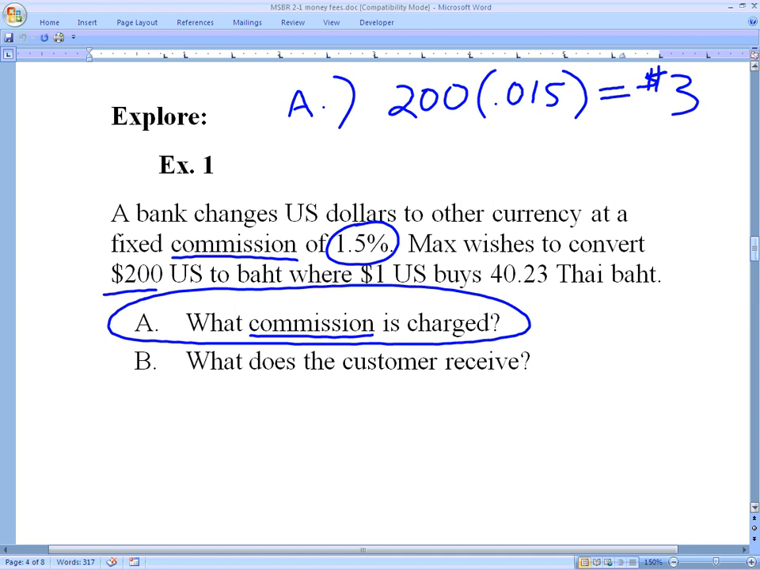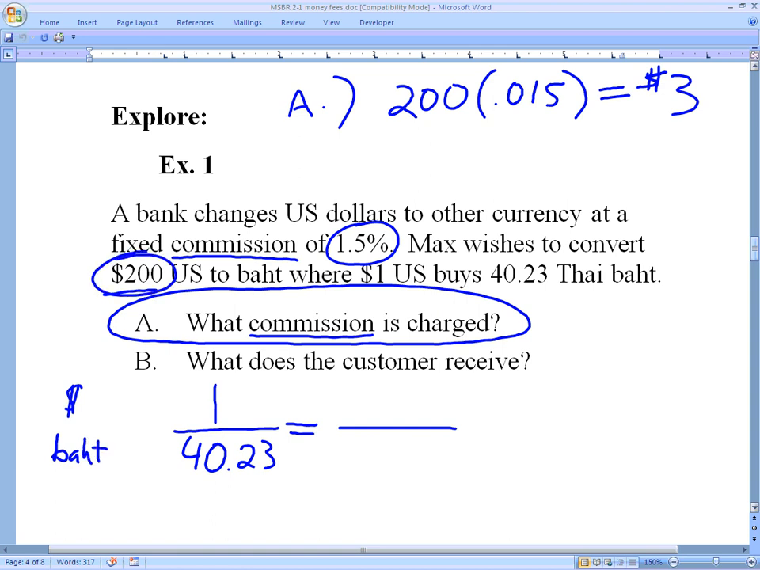Now, what does the customer receive? Well, now we can do the conversion, but we're not going to get to convert all $200. We first have to take away the $3 fee. So that fee is taken out, and now what are we left with? We're left with $197. Now, before I even write that down, we're going to be using our proportions here. And the conversion that we have is 1 US dollar, and that converts to 40.23 baht.